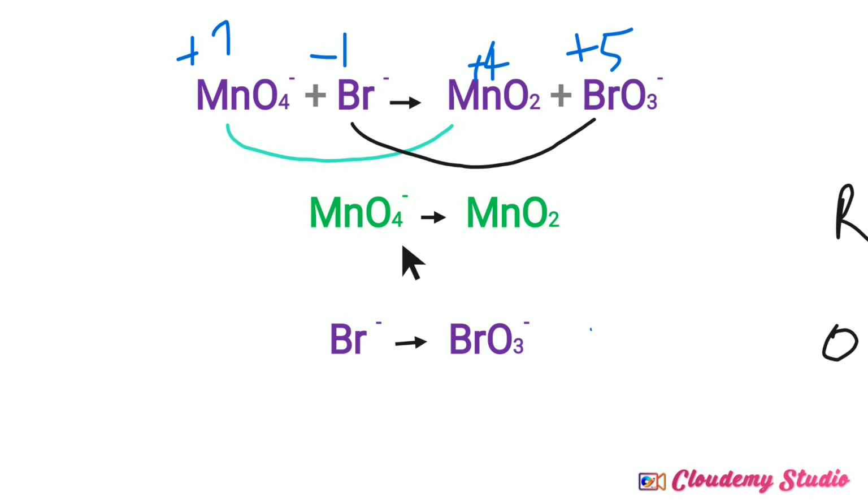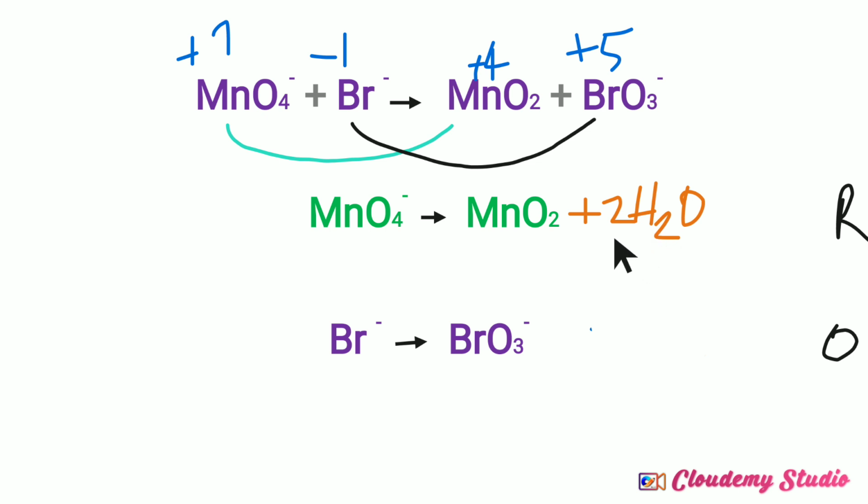In the reduction reaction, when we check, the right hand side has 2 oxygen atoms, but the left hand side has 4 oxygen atoms. Manganese has the same number of atoms on both sides, so only oxygen differs. In order to balance the oxygen atoms, we need to add 2 molecules of water on the right hand side. 2H2O I am adding on the right hand side.